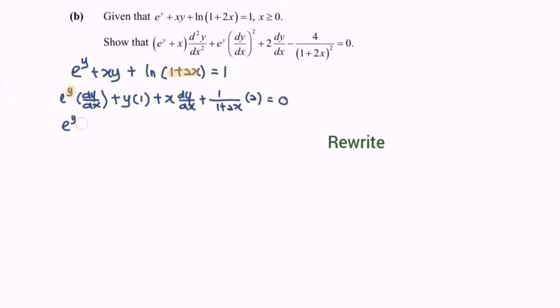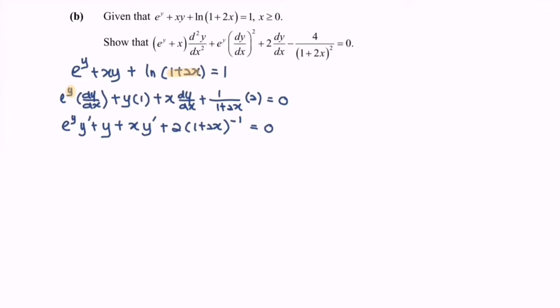e^y y' + e^y + x y' + 2(1 + 2x)^(-1) = 0. Kindly differentiate the equation for the second time with respect to x.